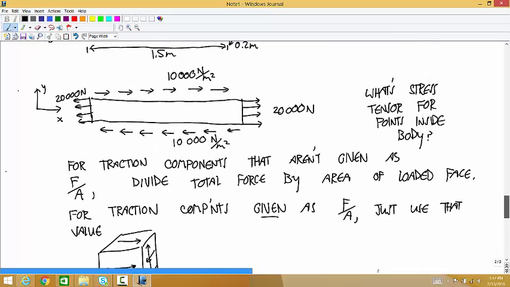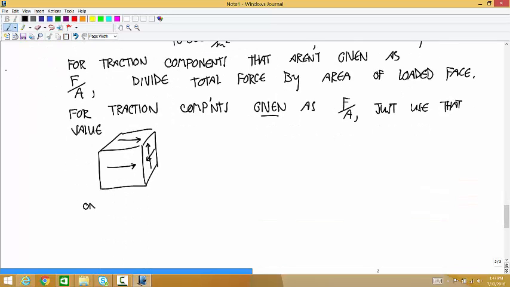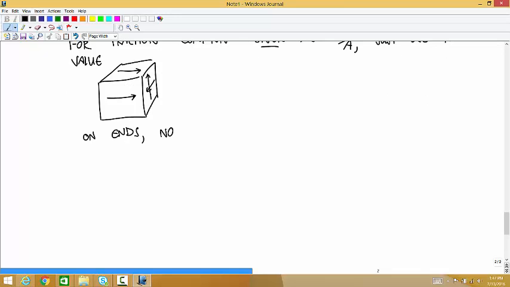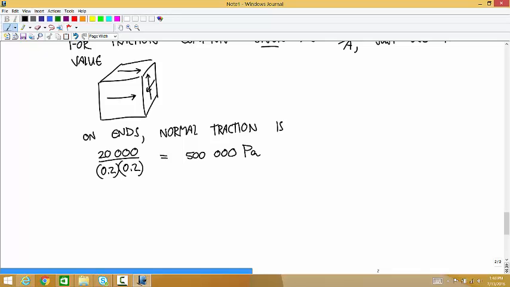Okay, so on the ends, the normal traction is 20,000 divided by the area of that loaded face, which is 0.2 times 0.2. And so that's equal to 500,000 pascals.